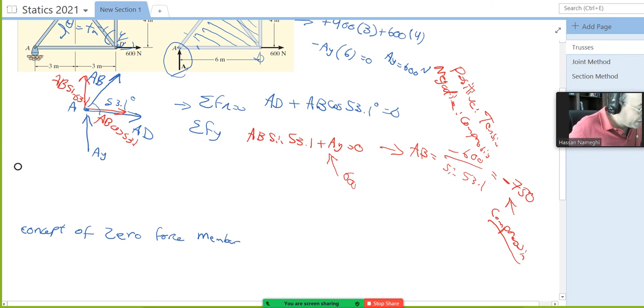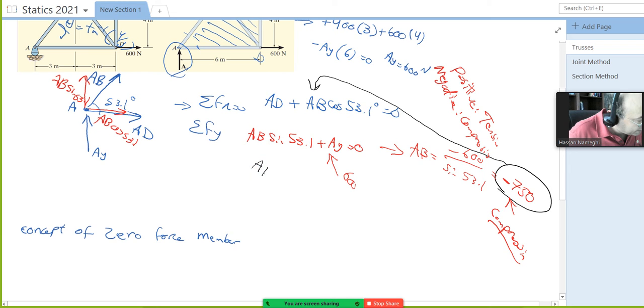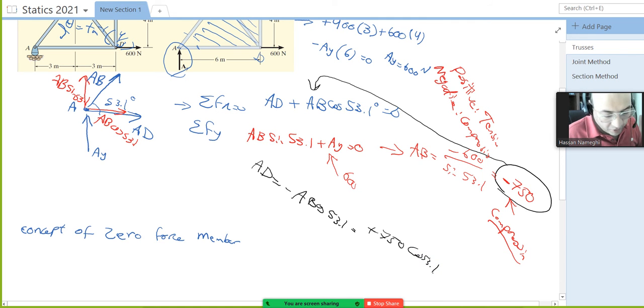So now, if I want to find AD, I already have AB, put it in there. You got it negative, you use it negative. So don't change the sign again when you are reusing that. So I got minus 750 here. I'm going to plug it in here to find AD. AD is equal to minus AB cosine 53.1. So you have a minus there and a minus here, so that becomes positive 750 times cosine 53.1. So for AD, I got 450.